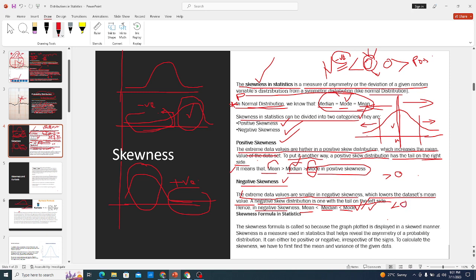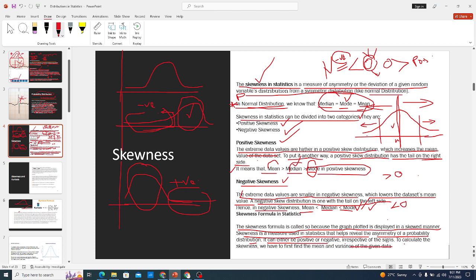The skewness value will be less than 0. That is the skewness formula, called so because the graph is plotted in a skewed manner. Skewness is a measure used in statistics that helps us to reveal the asymmetry of a probability distribution. It can either be positive or negative, irrespective of the sign.